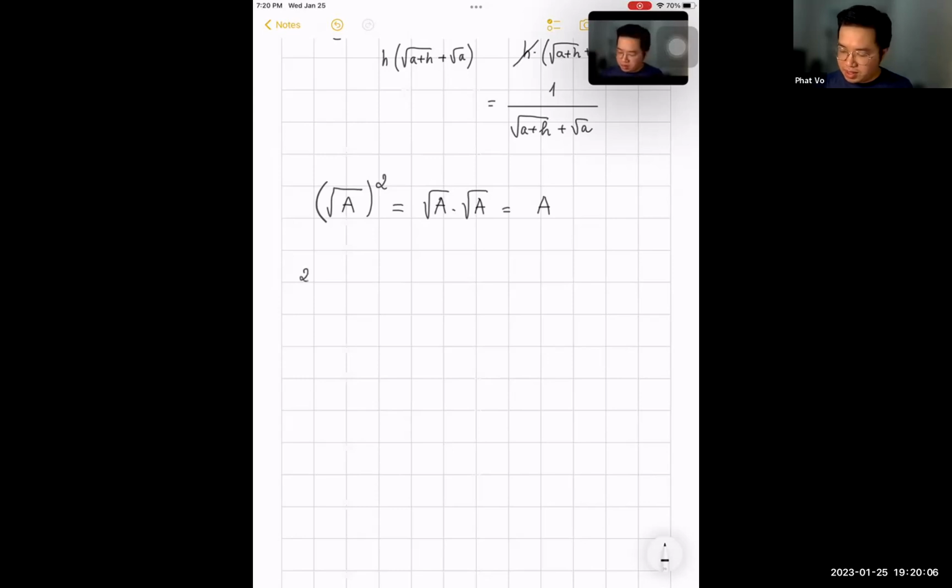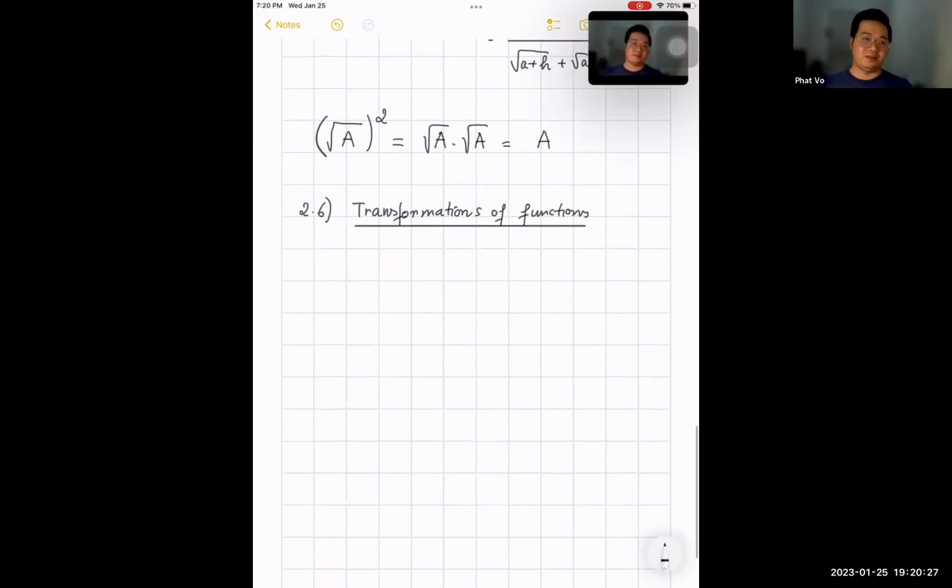So we will move on to section 2.6, the transformations of functions. This section is very crucial for you to sketch the graph of a function if you know some basic functions. The motivation is the following.